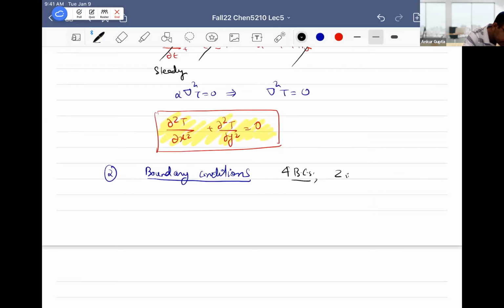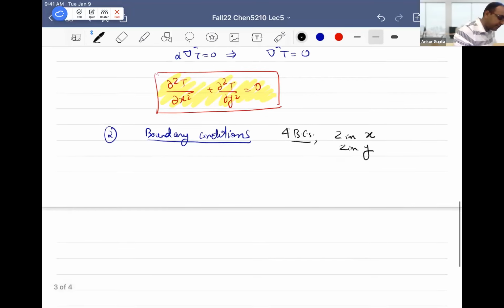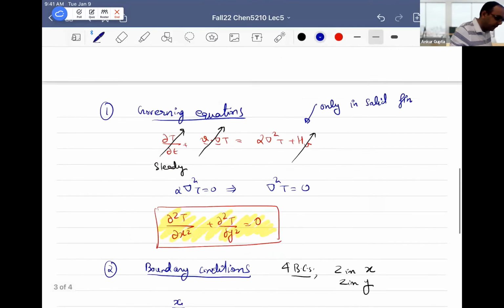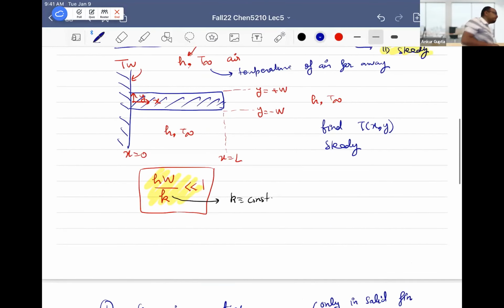2 in x, 2 in y. That's hopefully clear. What are the boundary conditions? Let's start first with x. What are the boundaries in x? x equal to 0 and x equal to L, right? So let's start with x equal to 0.